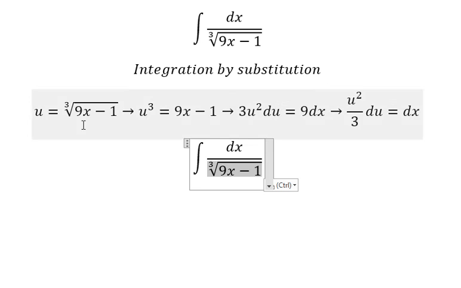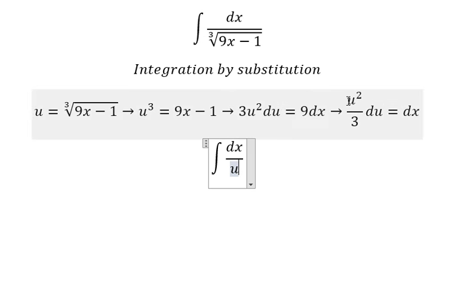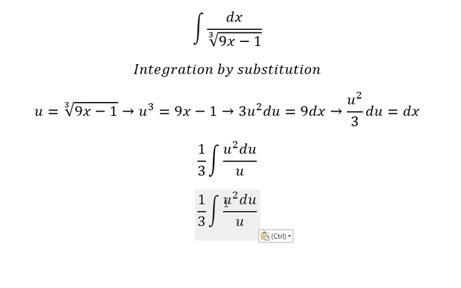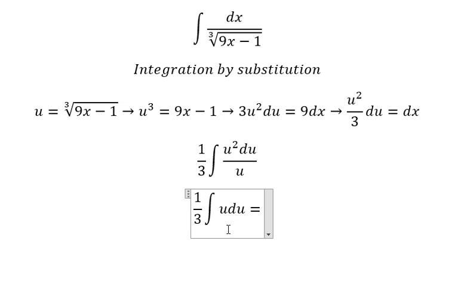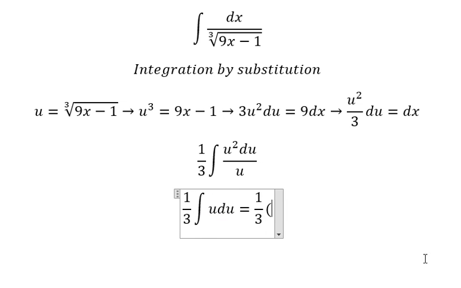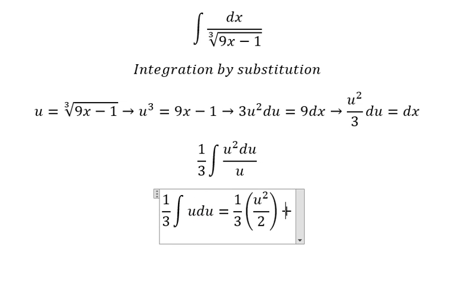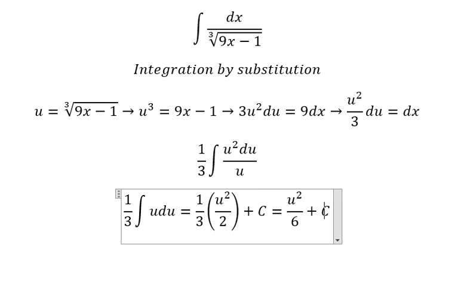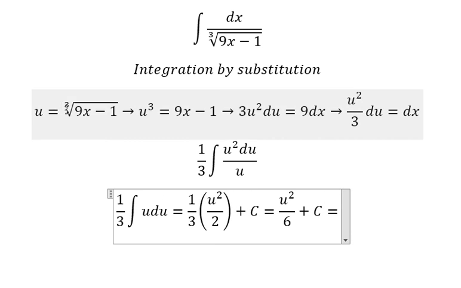This one we change by u. The x we change by this one. U squared divided by u, you got u. The integration of u, we have u squared over 2, and we put c. Number 3 and number 2, you got 6. About u, that is this one.